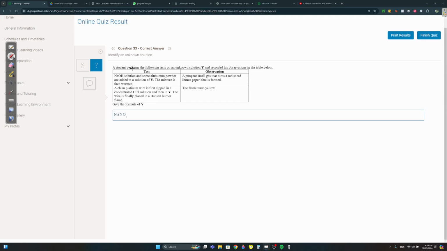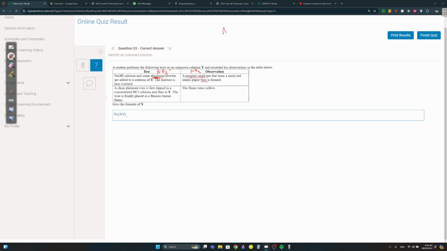Question 33. They added some sodium hydroxide, NaOH, and some aluminum powder, and then they warmed it, and got a pungent smelling gas, NH3, and it turns litmus paper blue. So they're basically giving it away, and it's so easy. When you add aluminum, it's the only one that needs aluminum: NO3 minus.